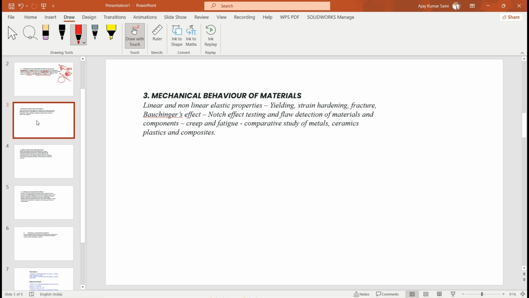Okay, and in third chapter it is about the mechanical behavior of the materials. Okay, so it is simple linear, non-linear elastic properties, and yielding, you know about these, and strain hardening, fracture, Wegener effect, notch effect, testing, and flow direction of the materials and the components, creep and fatigue, and comparative study of the materials, and ceramic, plastic, and the composites.